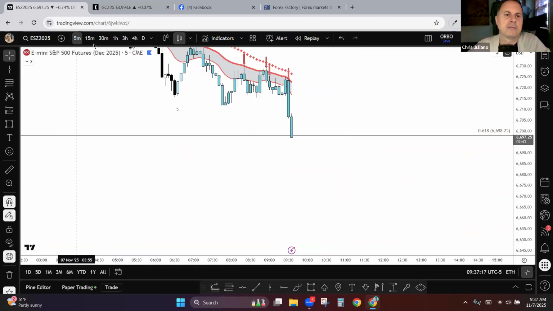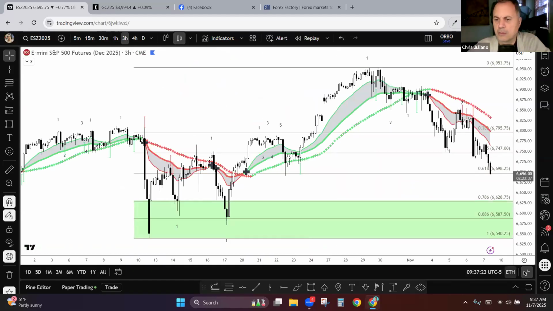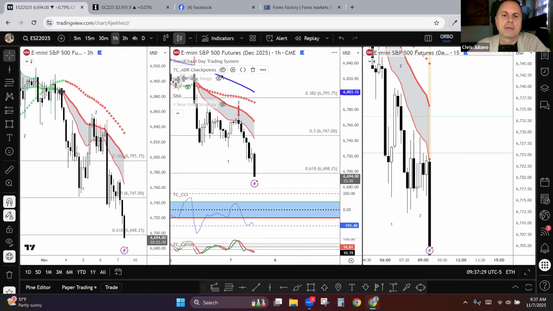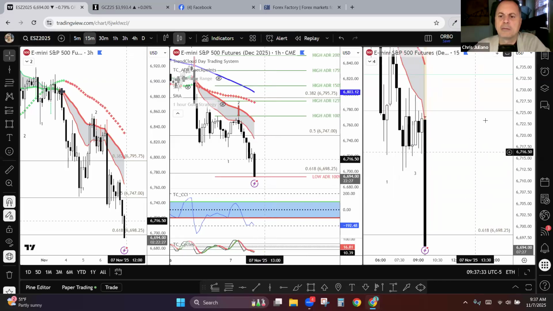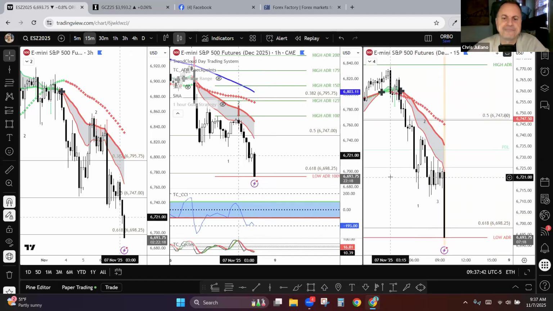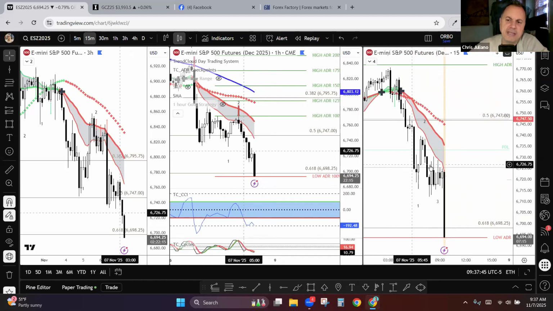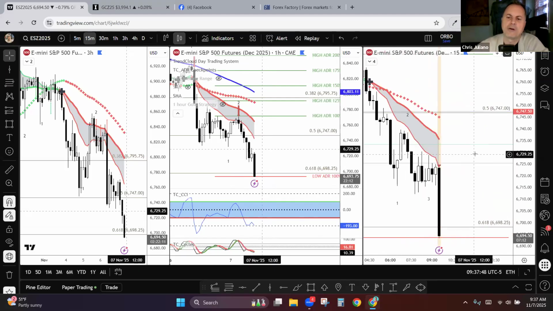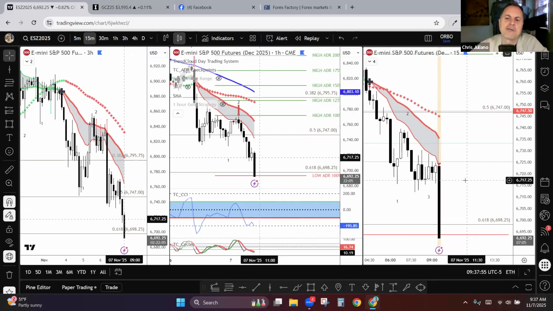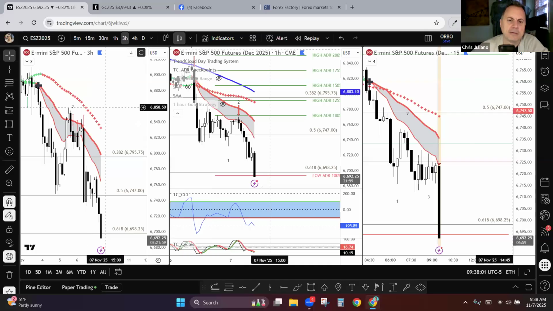Where's ADR? Let's go out to 3-hour. It's just hitting ADR now. Okay. Good. It hasn't even formed the opening range yet. We are super early in the opening range. And this thing's just ripping to the downside. Good. Let it rip to the downside.